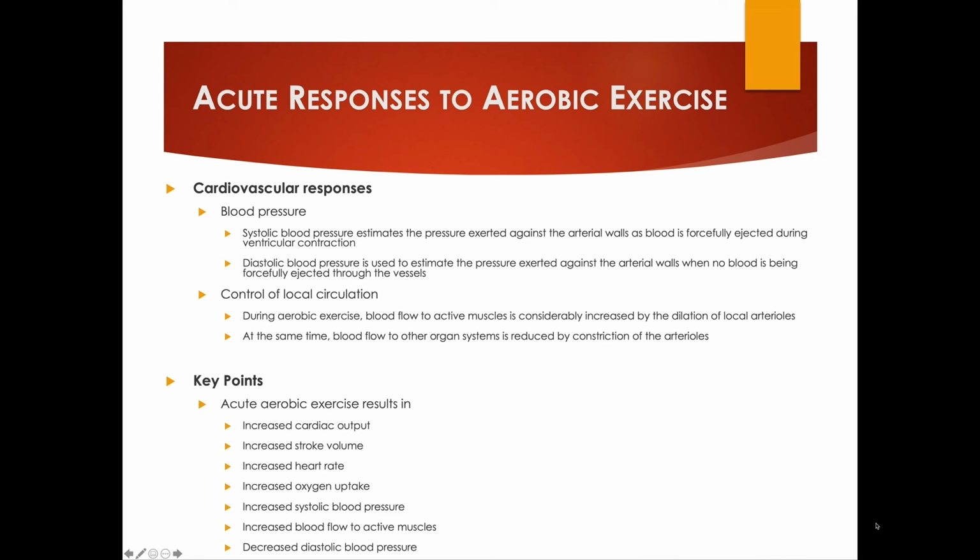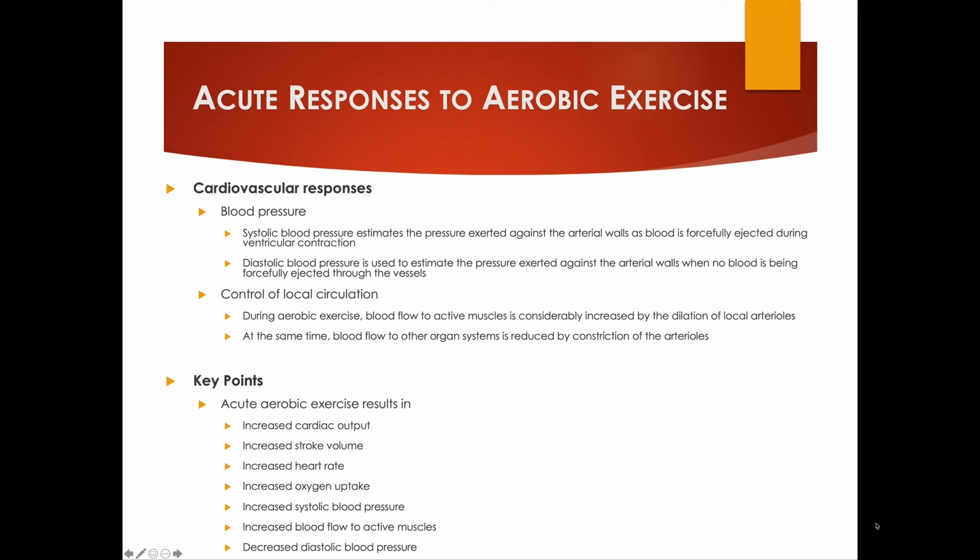Key points in acute aerobic exercise: an increase in cardiac output, stroke volume, heart rate, oxygen uptake, systolic blood pressure, blood flow to active muscles, and decreased diastolic blood pressure. So that last one, decreased: why you might see a decrease in diastolic blood pressure is, it's not going to be a major decrease, but it might go down some following exercise. And that's just due to the massive increase in basic global vasodilation.